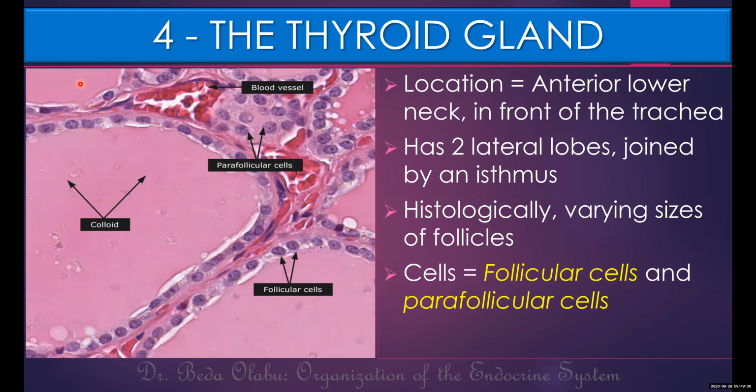Between the follicles, like this is one follicle, that's another follicle, there's another follicle, that's another. Between the follicles, we have some cells which are not lining the colloid. We call those cells parafollicular cells. And so these are the key cell types of the thyroid gland: follicular cells and parafollicular cells. The role of the colloid is to store the thyroid hormones.